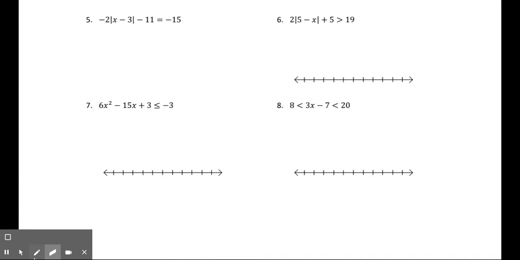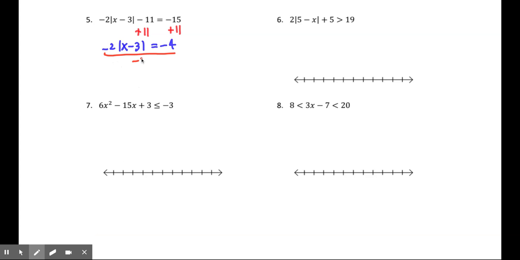Okay, so this one's an absolute value problem. So it's again like the 1 and 4. You need to isolate the absolute value first. So add 11 to both sides, and then you get negative 2 times the absolute value of x minus 3 equals negative 4. Then divide both sides by negative 2. And then you get absolute value of x minus 3 equals positive 2.